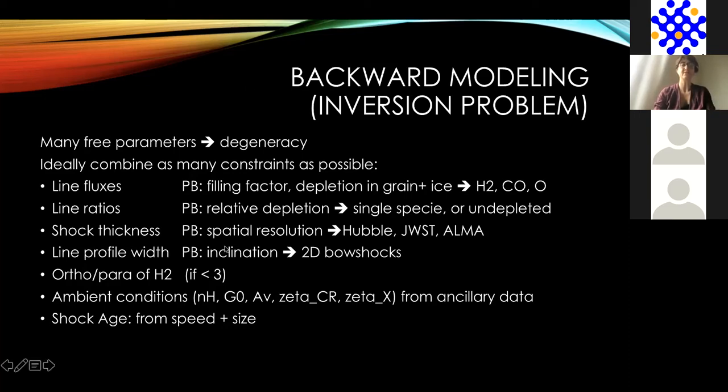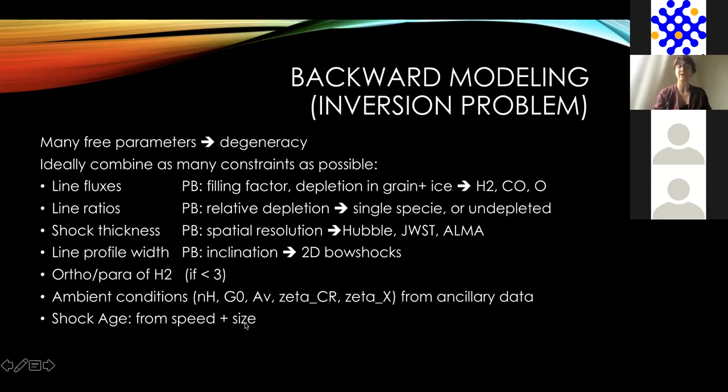The best situation is if you can also have constraints on the ambient density, G naught, AV, and ionization. I didn't talk about these two parameters, but they're also very important for the pre-shock conditions. It is the ionizing rate by cosmic rays and X-rays, which can modify the amount of molecular H2 that you have in your pre-shock. If you can have constraints on that from independent data, that is going to be very useful for your modeling.